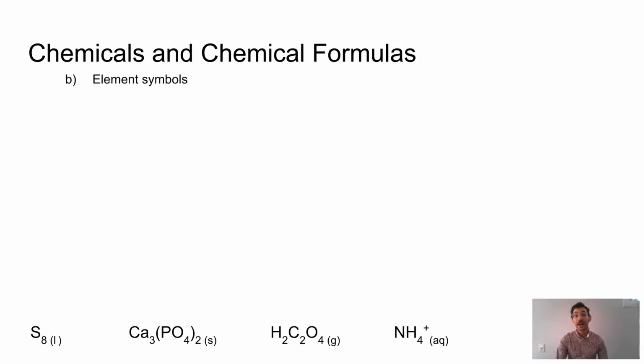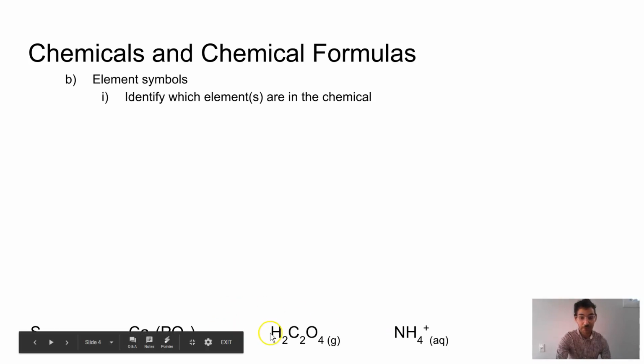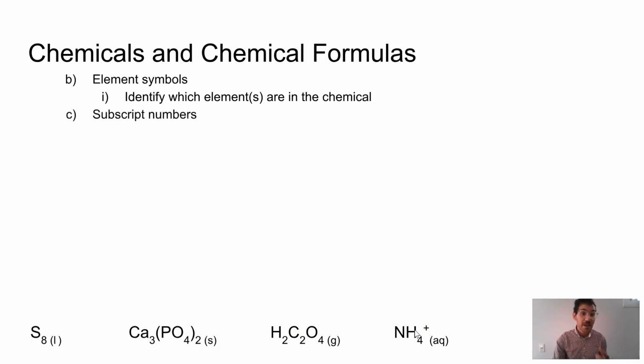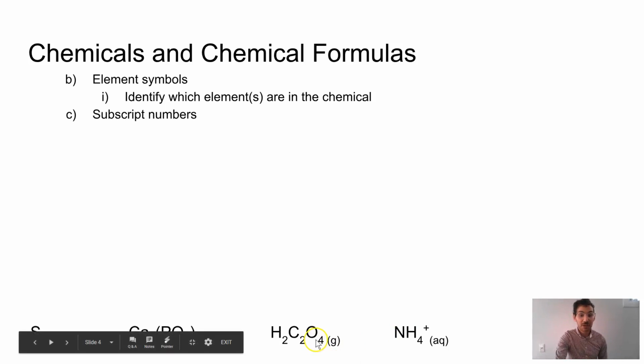So if we're going to write a chemical formula, we need to know what it's made up of. Well, the first thing is we always have element symbols. Here we have hydrogen, carbon, and oxygen. Here we have nitrogen and hydrogen. So these identify which elements are in the chemical. The other very important thing that we have are these subscript numbers. Subscript, as the name implies, are sub, like a submarine is underwater. They are these numbers that come below everything.